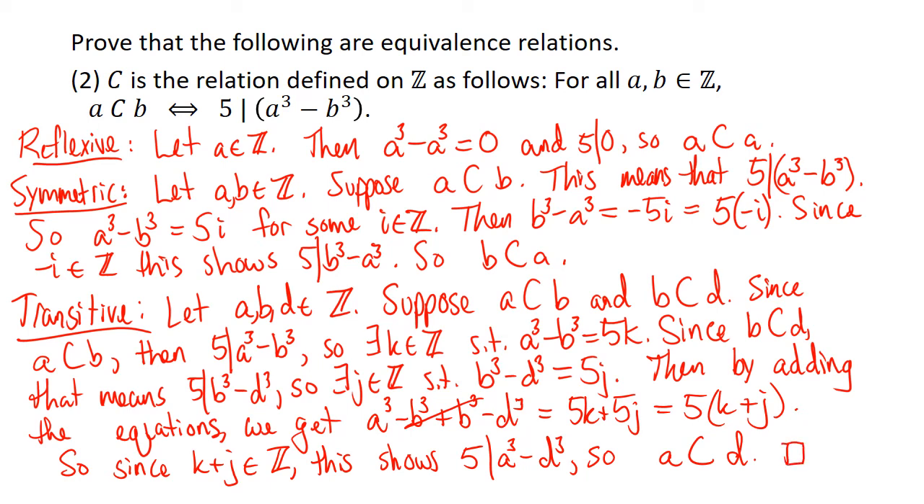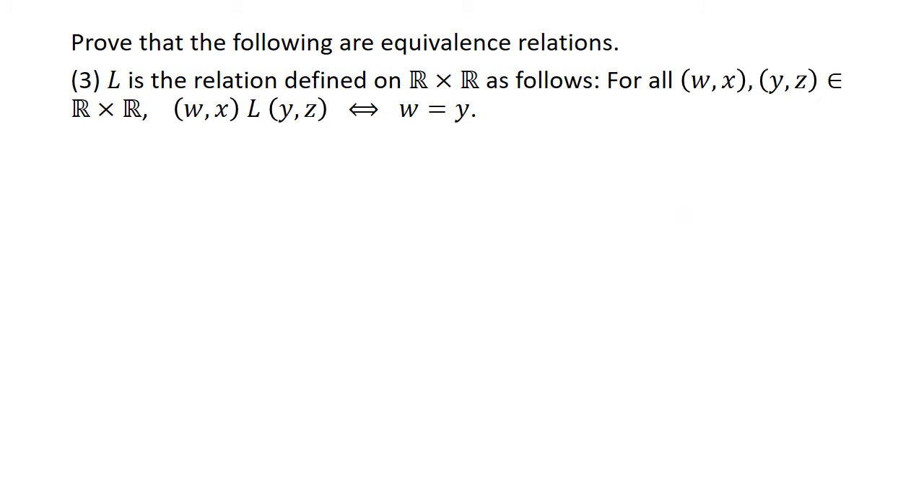Okay, so that one's done. All right, let's look at the last one. So this time the elements in our set are ordered pairs, so it's a little bit tricky maybe. And the thing that is making two ordered pairs equivalent is if their first coordinates are the same. All right, so let's give this a try.